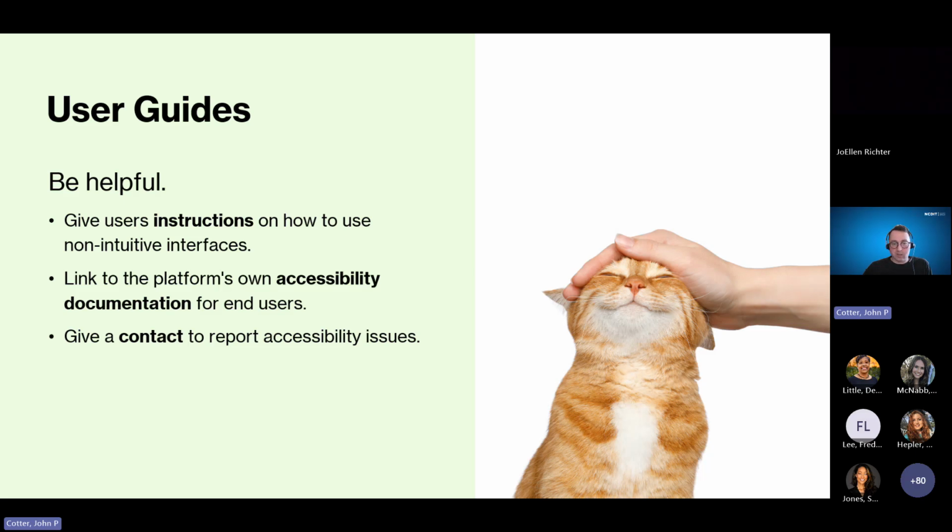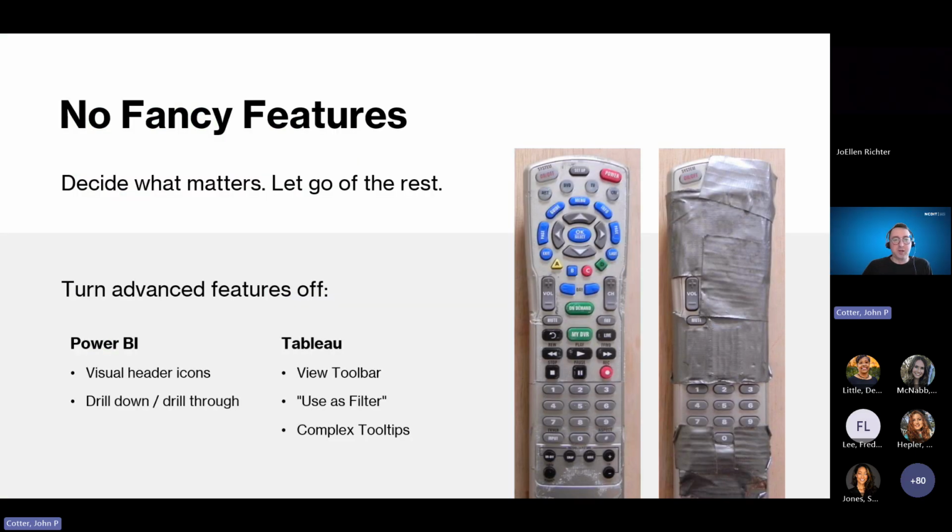And here's one last. No, this is... I have two more funny little images here. So I love this image here of a remote control, super complicated, and then somebody duct taped over a bunch of the buttons. Probably because they got tired of telling grandma how to turn the TV on, you know? And so I like this image because if you limit your fancy features in your interface, it goes a long way. Decide what matters, let go of the rest, turn off advanced features.